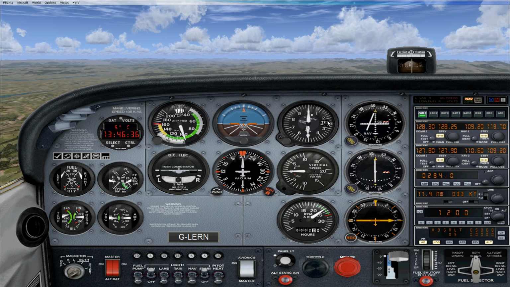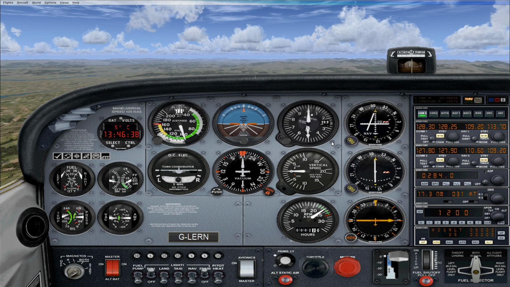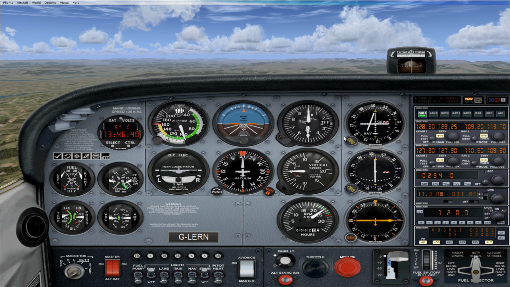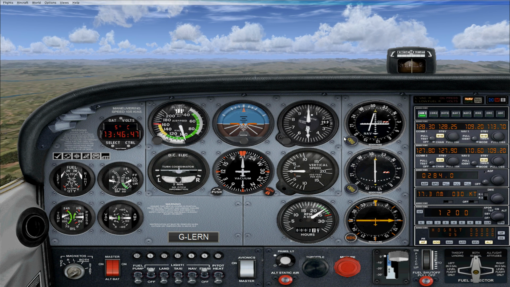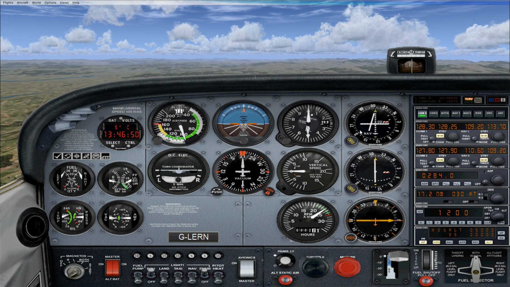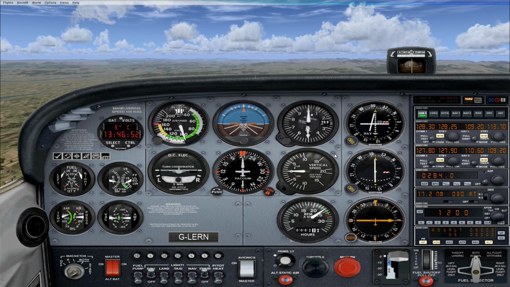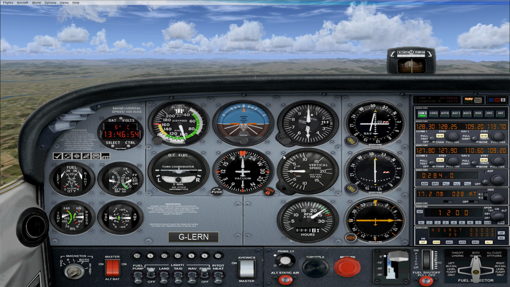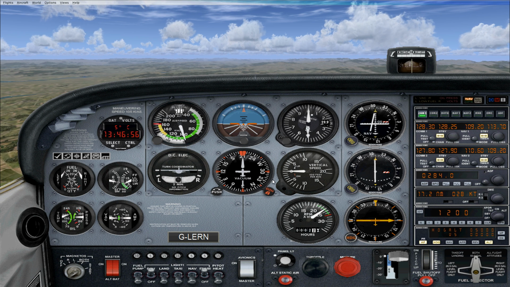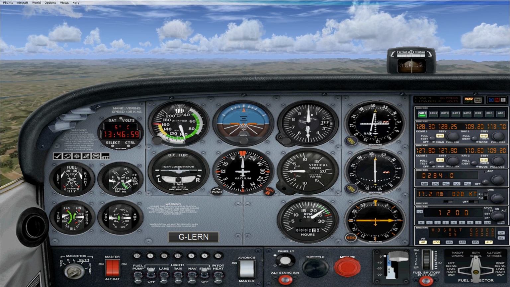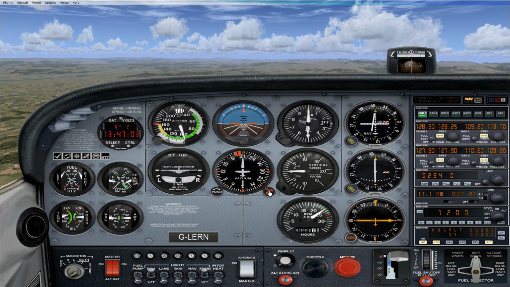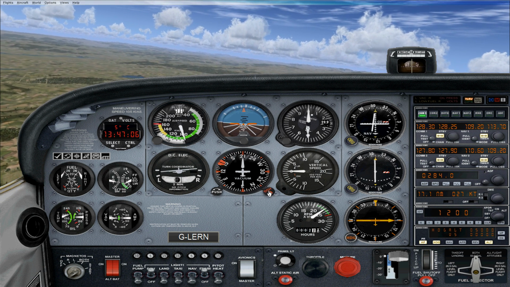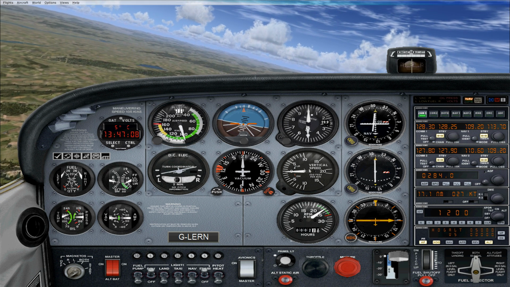Okay, so just getting ready to turn any second now. Because we're quite a distance away from the airport, the needle will move a bit slower, so you just need to kind of factor that in when making the turn. Right, so that's almost centered now, so we'll turn around to 126 degrees, which is just about there.